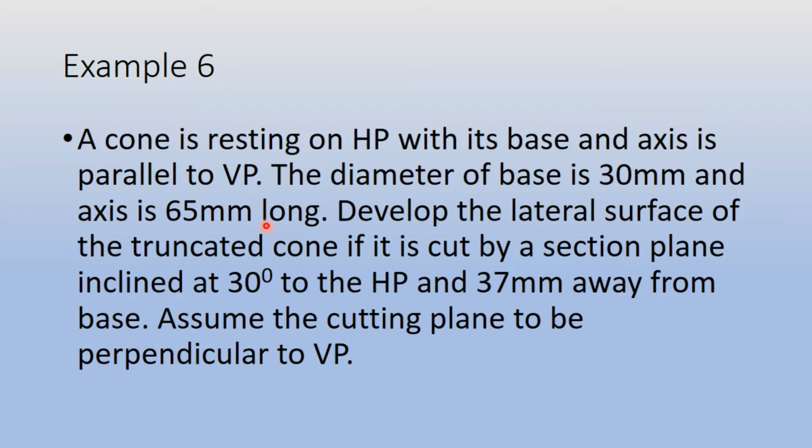So this is an interesting question. Here you have to first draw the projections of the cone. Then you have to cut the solid at a distance of 37 mm from the base, inclined at 30 degrees to the HP. Then you have to develop the lateral surface of the remaining cone. But what we will do is we'll first draw the front view and top view, and we will develop the surface in such a way that it has not been sectioned or cut. Then we will apply the section plane and complete the development of the surface of the leftover cone.